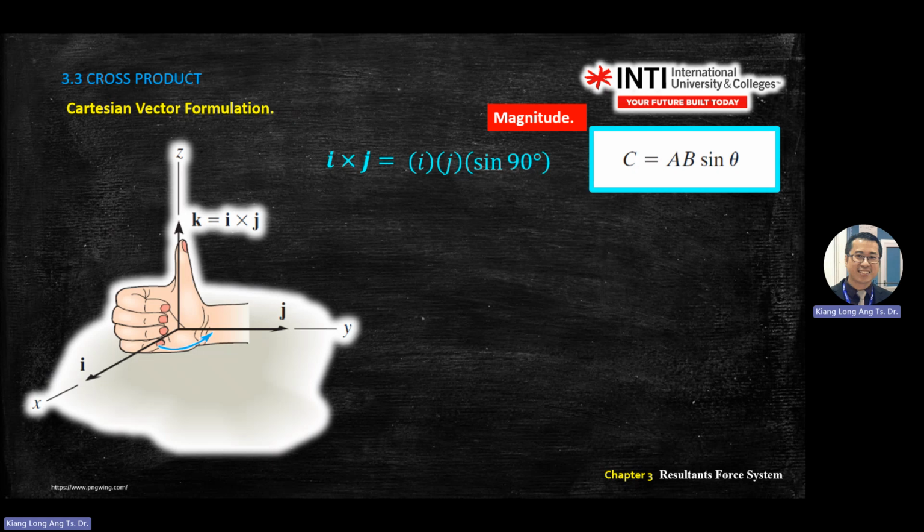So you just skip the middle part. Straight away, you take i cross j equal to ij sine theta. What is sine 90 degree? The angle between i and j is always 90 degree. So sine theta equal 1. So i magnitude is 1, j magnitude is 1, sine 90 is 1, so you get 1. So i cross j, you get 1. So the resultant direction is k direction.